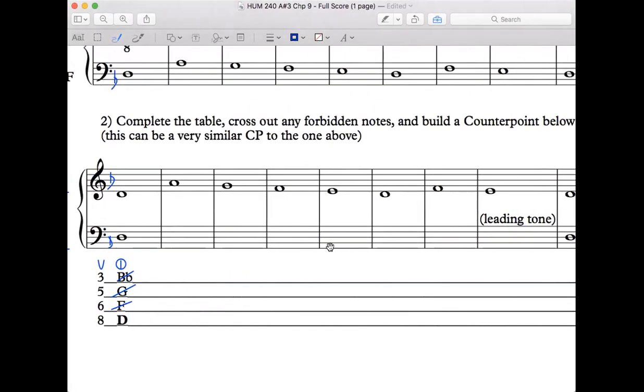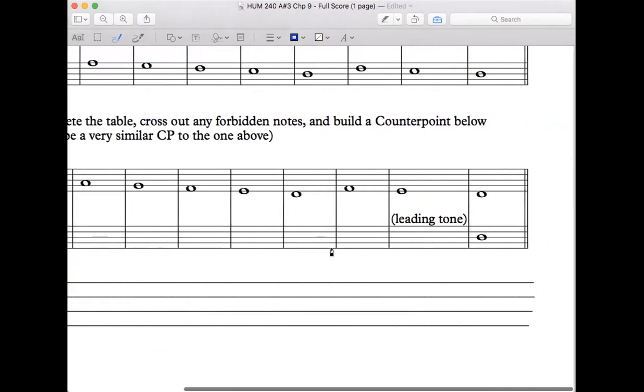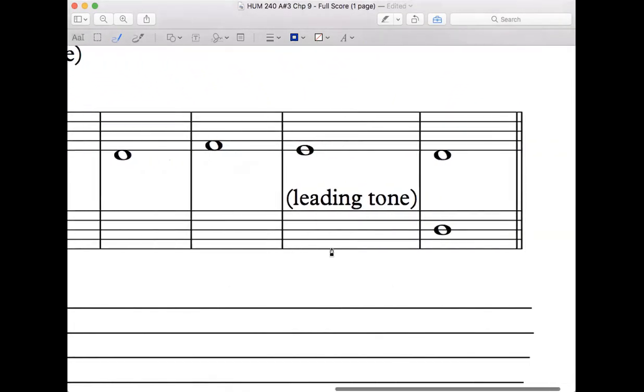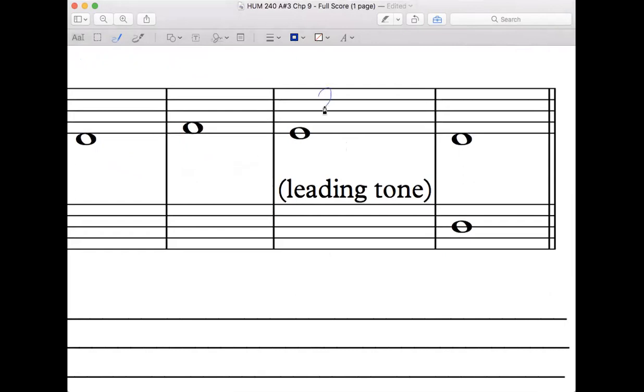We need to get in the habit of asking, okay, which intervals can we start with above or below the cantus firmus? The next thing we're doing is looking at the cadence, right? So here we have re, do.